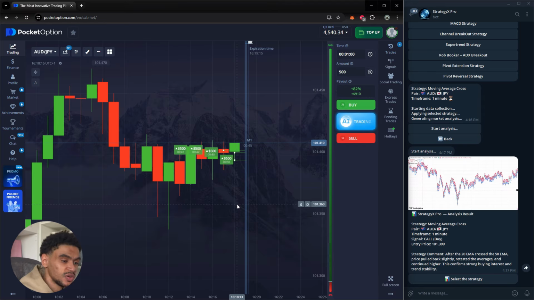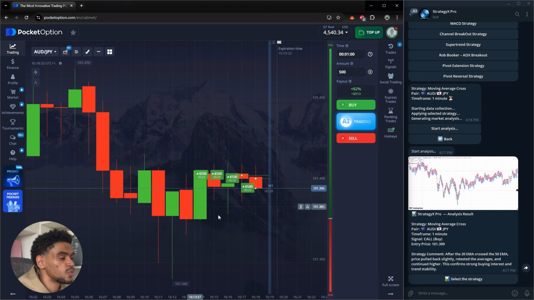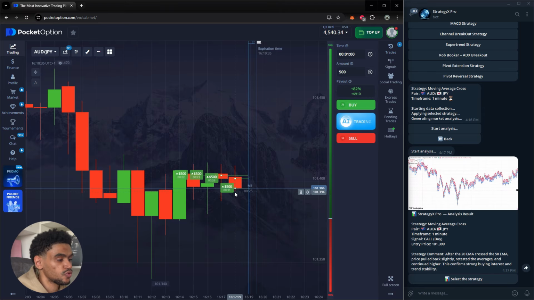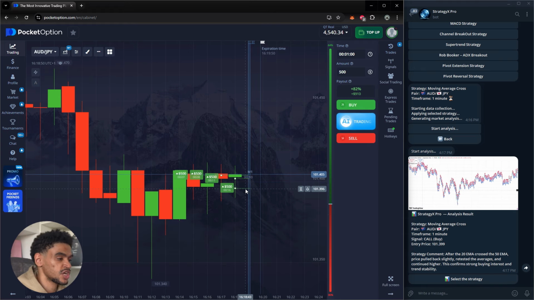So right here we're trading with moving average cross, and here it is. After the 20 EMA crossed the 50 EMA, price pulled back slightly, retested the averages and continued higher. This confirms strong buying interest and trend stability. So we are looking for a green candle to form. As you can see, all the candles prior to this had strong rejection. That already tells me that we are, once again, currently retesting the moving averages, so we should be able to secure some good profit here on this final second rejection right here.